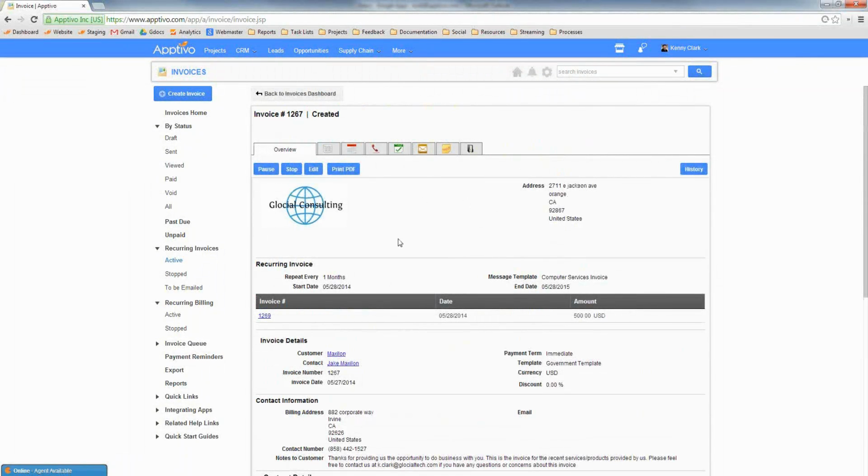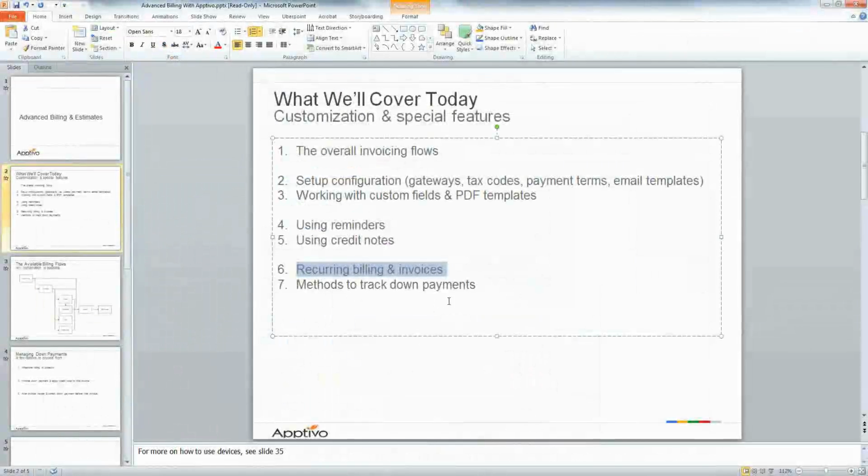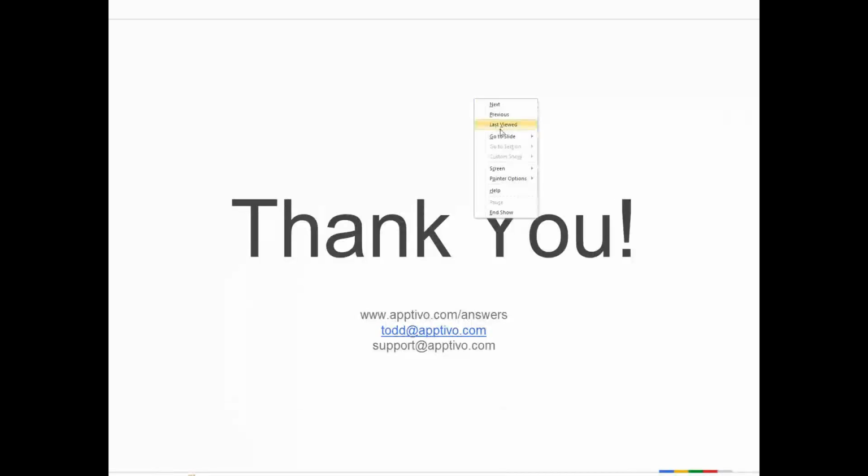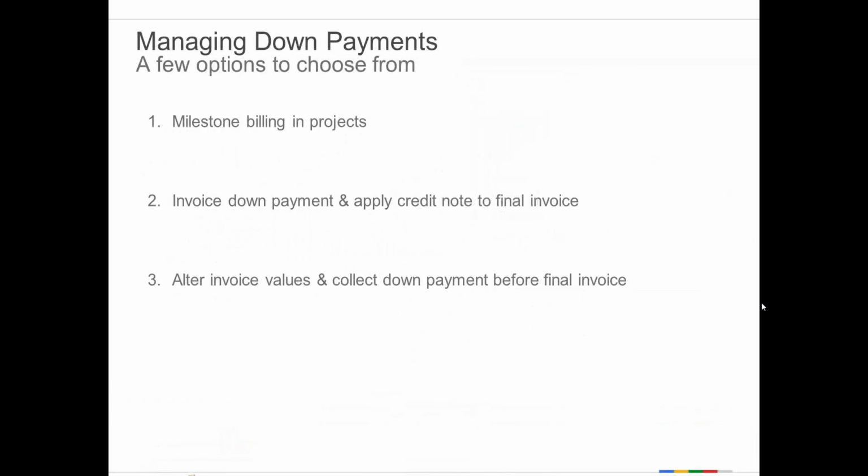Okay, so that is the recurring invoice. Pretty simple, but quite useful, used in many situations. Let's talk about our last portion here, methods to track down payments. So for this, I do have a slide which talks about the 3 main recommendations that we have. So it's really common where you have to do a project 50% up front, 50% at the end, or I'm going to bill you phase by phase, whatever it might be.